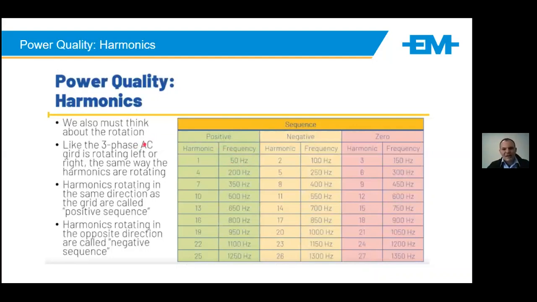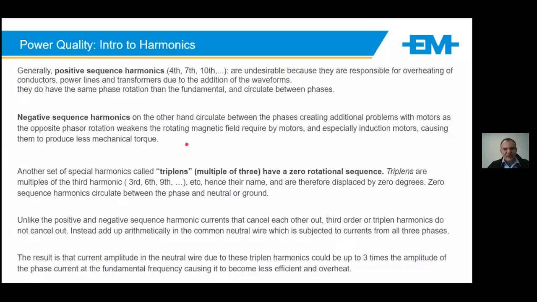Depending on the type, they either rotate in the same direction as the grid, positive, or opposite to the grid, negative, and then we've got what we call the zero sequence. So to describe those, positive sequence harmonics, the 4th, 7th, are undesirable because they are responsible for overheating conductors, power lines, and transformers due to the addition of the waveforms. They do not have the same phase rotation as the fundamental, and they'll circulate between phases. These are quite typical in our networks.